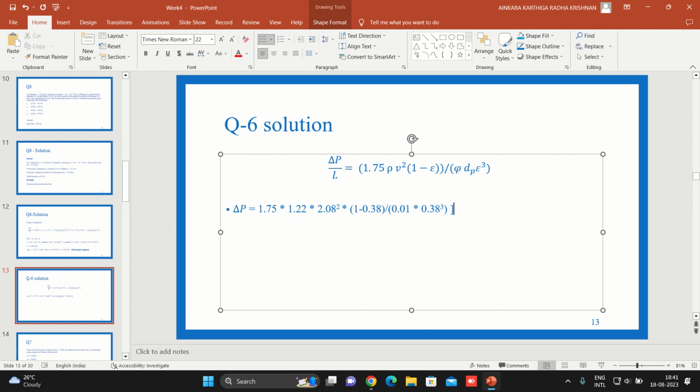And in total we should multiply by 2.5, that is the length of the bed. So please calculate and let me know the answer. 1.75 into 1.22 into 2.08 into 0.62, divided by 0.01 into 2.5. We are getting 26091 Pascal.